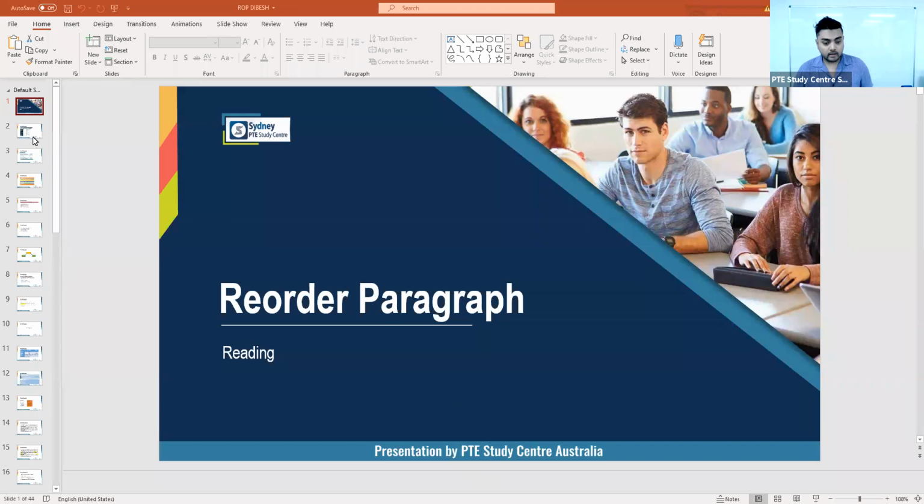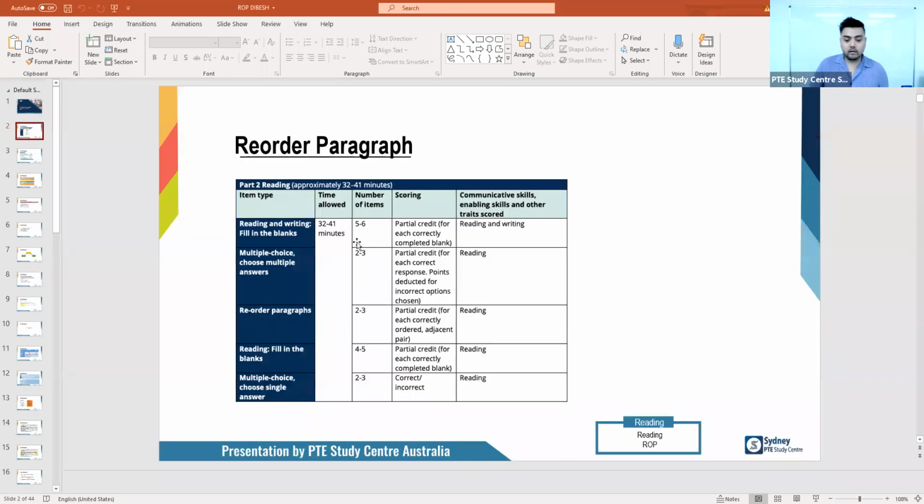Let me begin with what reorder paragraph actually means and how it falls under the category of reading, okay? So reading is the second part. Just give me one moment.